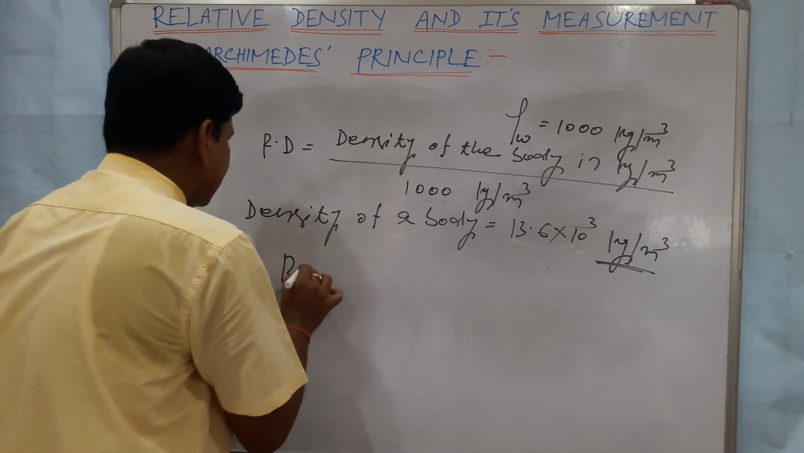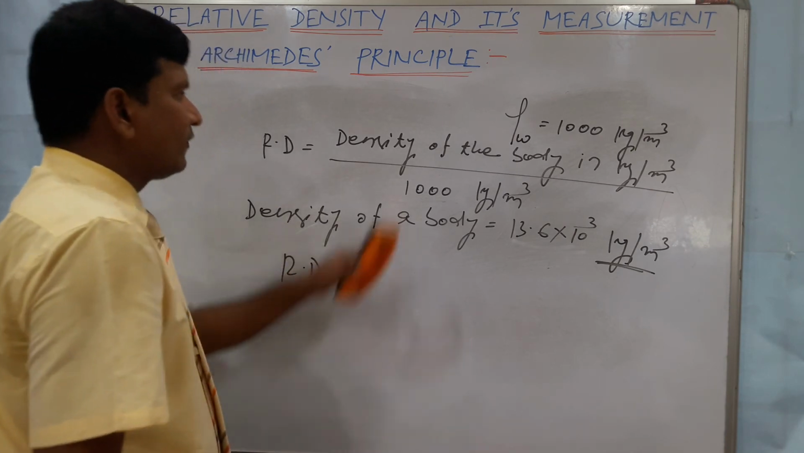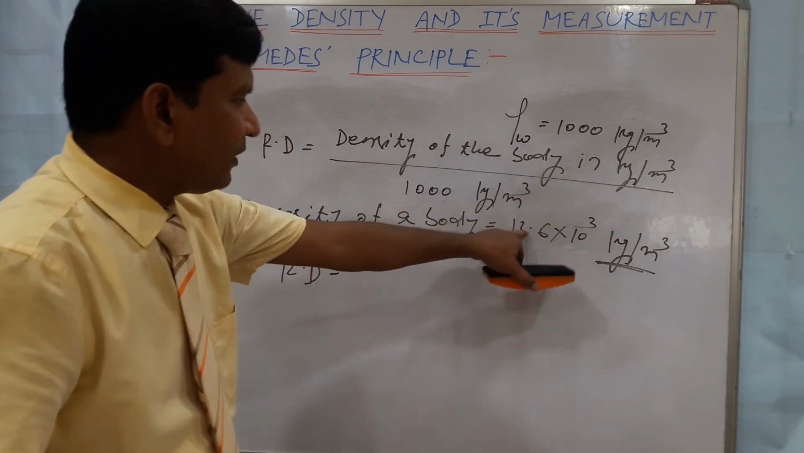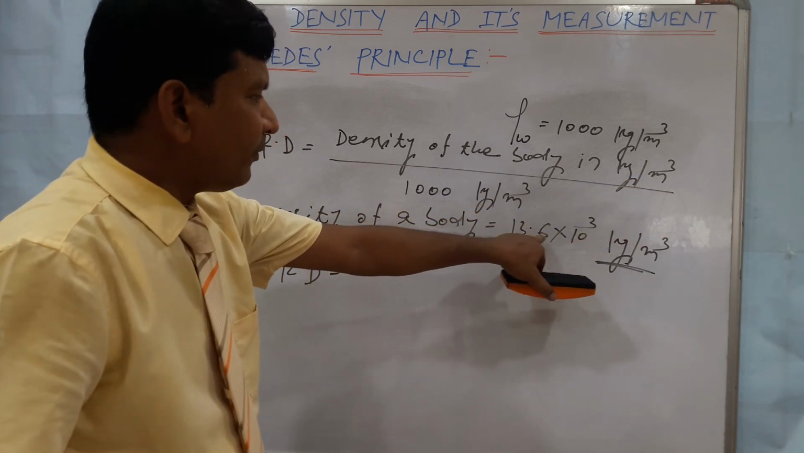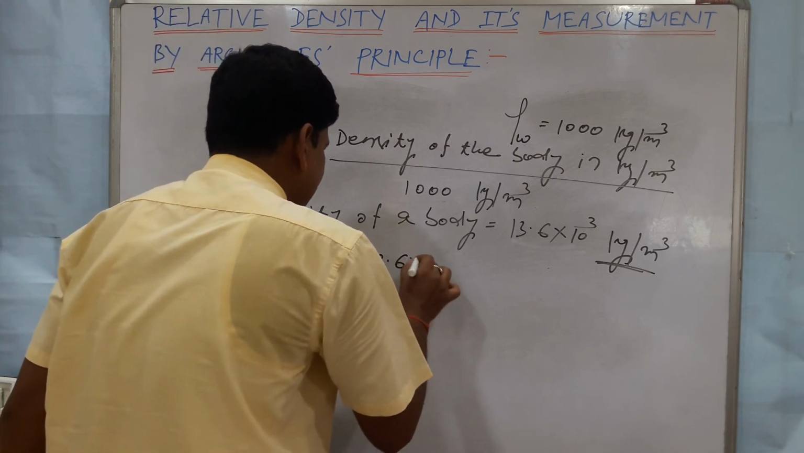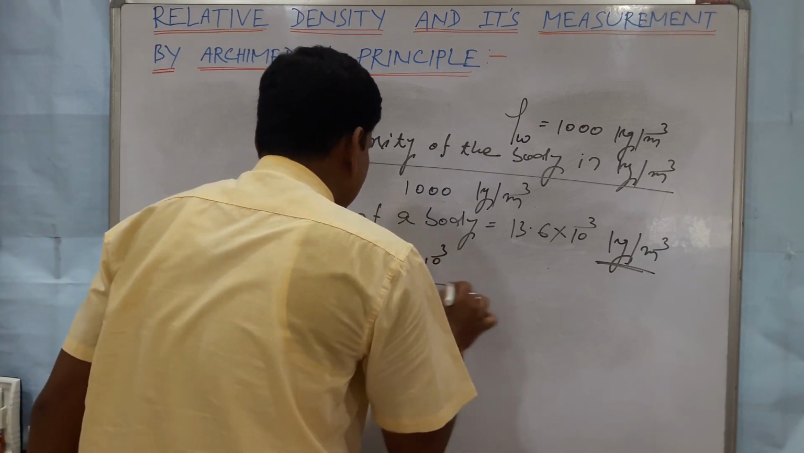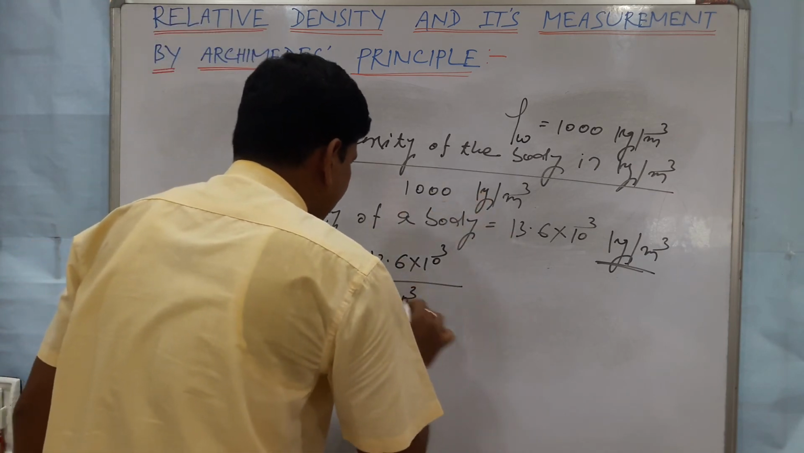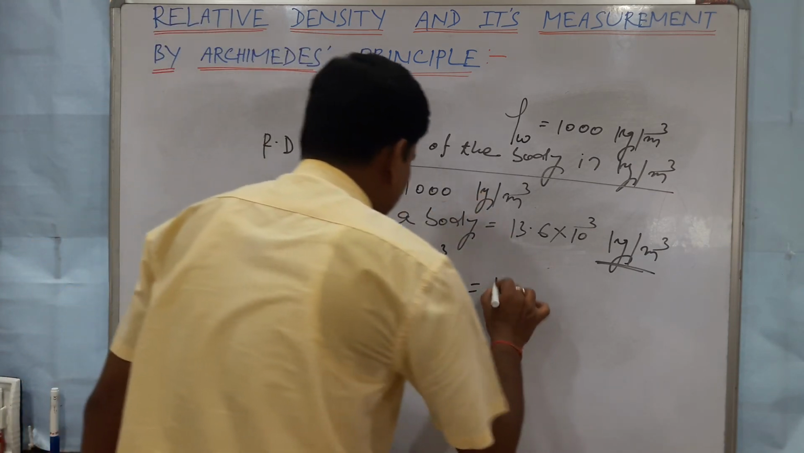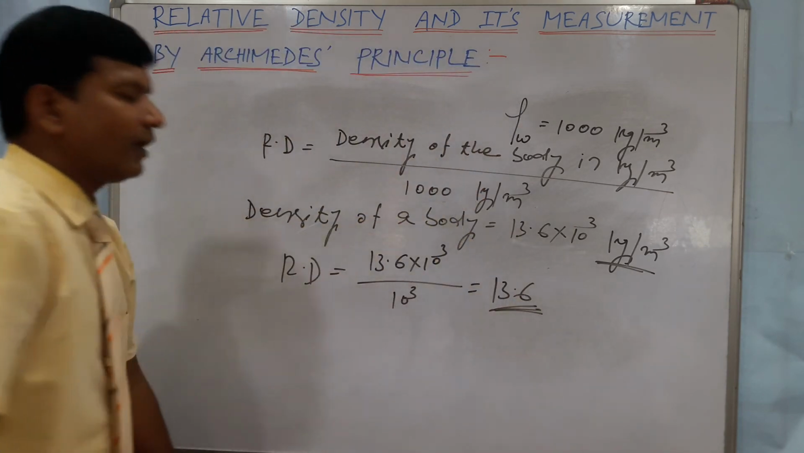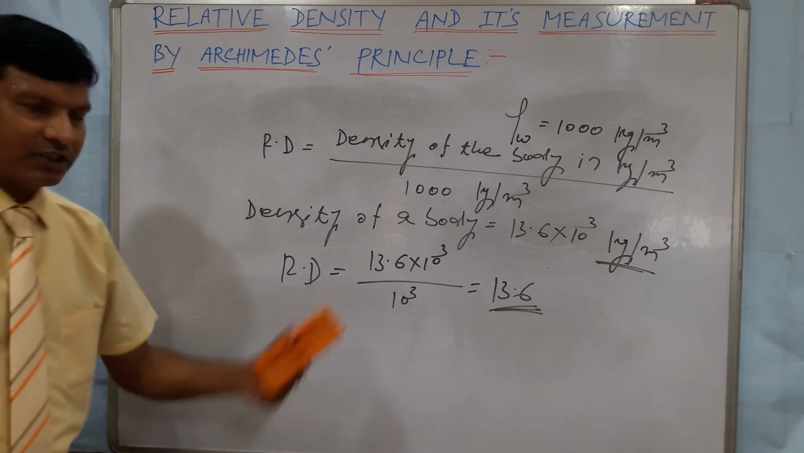Therefore, the relative density is equal to, what do you know? The density of the substance in kg per meter cube. So, kg per meter cube is given how much? 13.6 into 10 to the power 3. So, now 13.6 into 10 to the power 3 divided by the density of water, which is 10 to the power 3. So, it will become how much then? 13.6. That will be the value of the relative density of the substance.